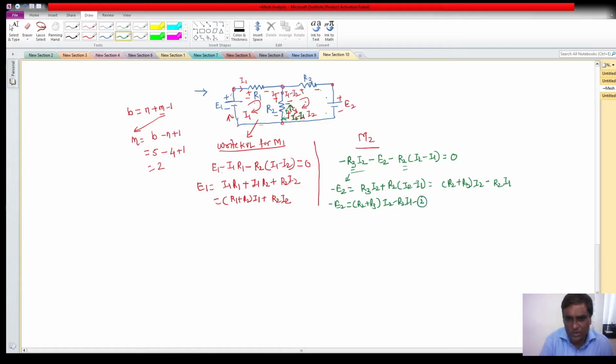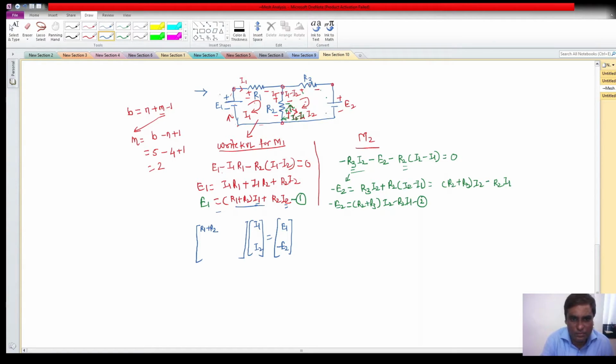So this is equation 1, this is equation 2. Now let me write it in linear form. What you can observe is that I1 and I2 are my unknowns, and E1 and E2 are my known things. So this you can write as I1, I2, and which will be equal to the sources. So in equation 1 it is plus E1, equation 2 it is minus E2. And what is this? R1 plus R2.